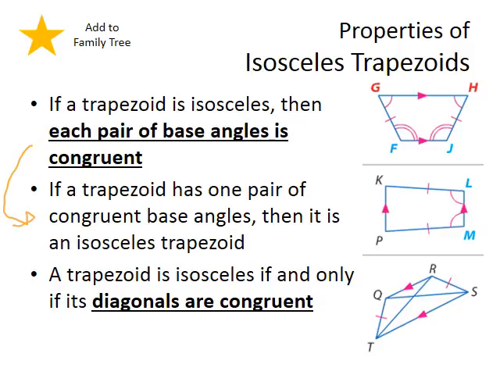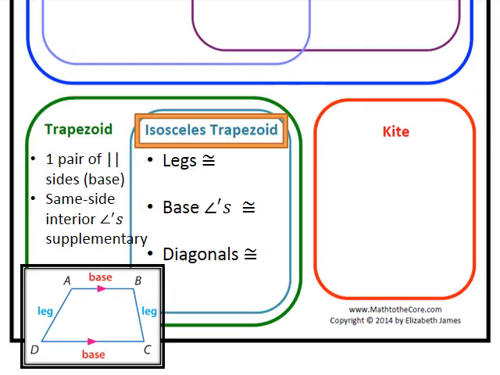And the last special thing about isosceles trapezoids, the diagonals are congruent. So when you draw in those diagonals across the trapezoid, those are both the same length, or congruent. So here's what our family tree should look like now. With the isosceles trapezoid, we know the legs are congruent. That came from our definition of regular trapezoids. And then base angles are congruent and the diagonals are congruent. Those are all the key properties of isosceles trapezoids.